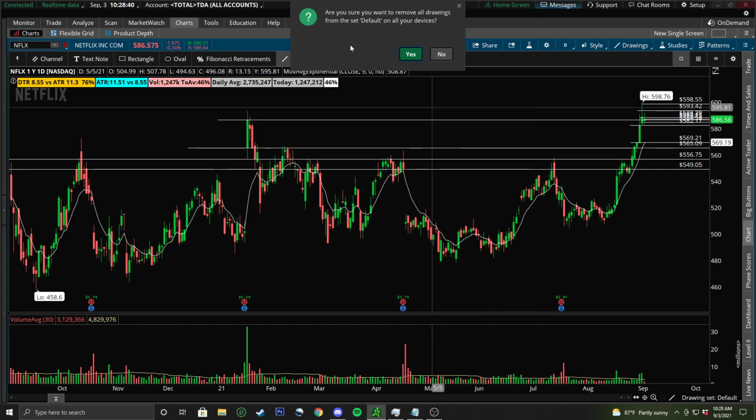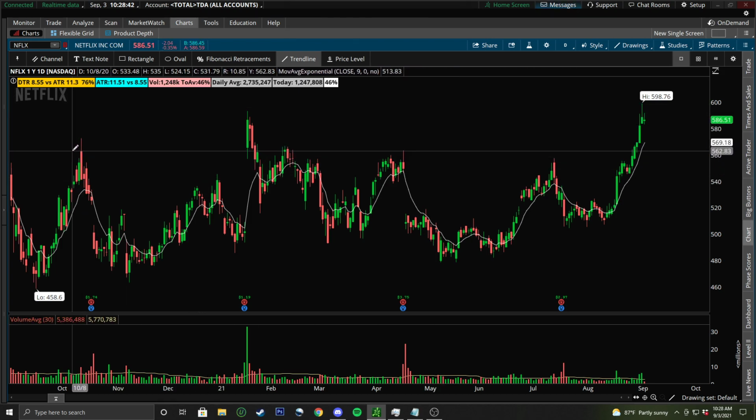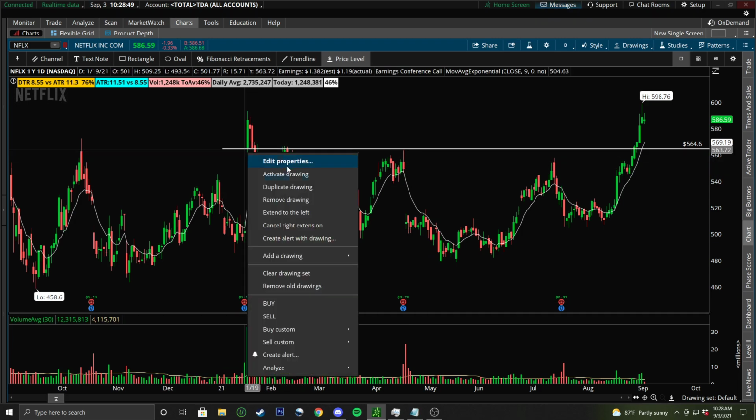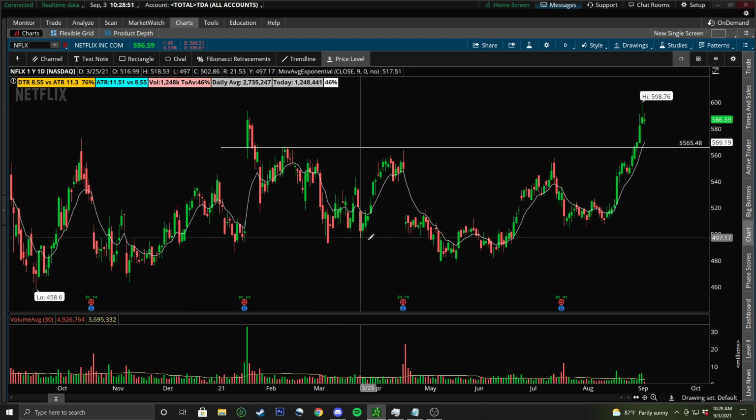But what was the whole reason that Jay was looking at Netflix? He was looking at that main resistance at 565s. Let's adjust that because clearly my level's off. At 565.